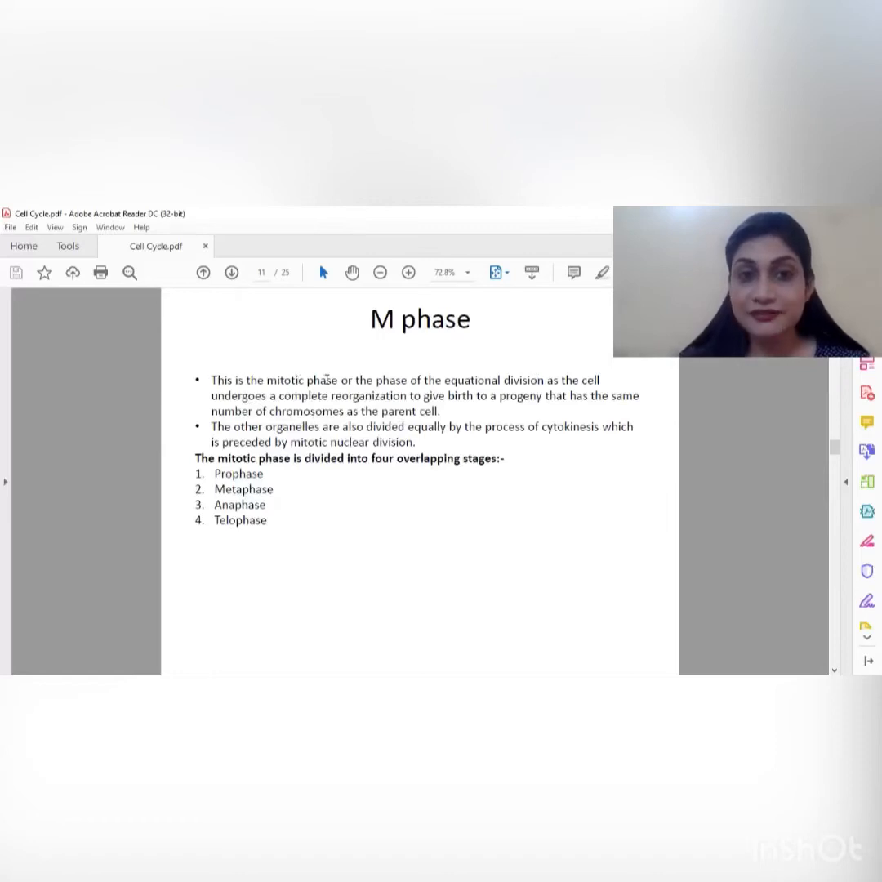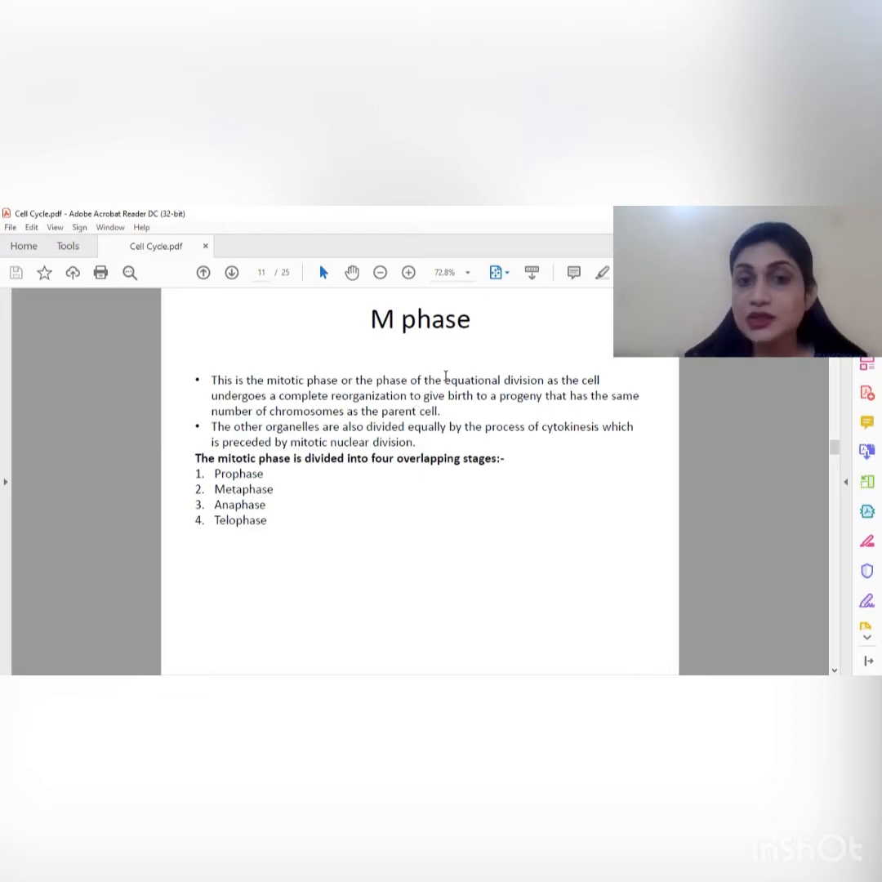This is the mitotic phase, or the phase of equational division, as the cell undergoes a complete reorganization to give birth to progeny that has the same number of chromosomes as the parent. The other organelles are also divided equally by the process of cytokinesis, which is preceded by mitotic nuclear division. After nuclear division, cytokinesis happens, which we will discuss later.